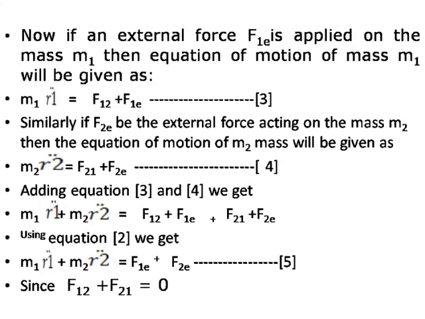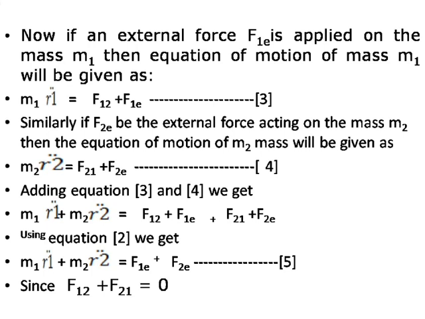Now, if an external force F1e is applied on the mass m1, then the equation of motion of mass m1 will be given as m1 r1 double dot is equal to F12 plus F1e. This is equation number 3. Similarly, if F2e is the external force acting on the mass m2, then the equation of motion of m2 will be given as m2 r2 double dot is equal to F21 plus F2e. This is equation number 4.